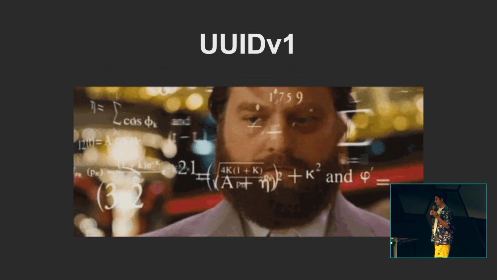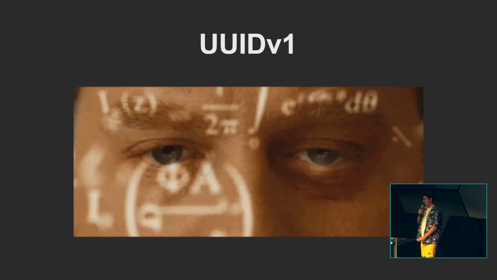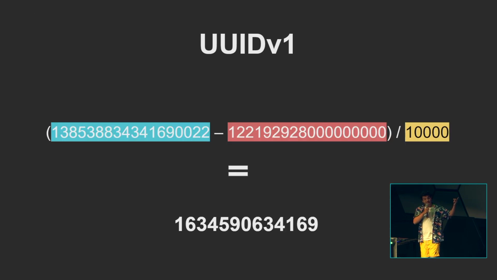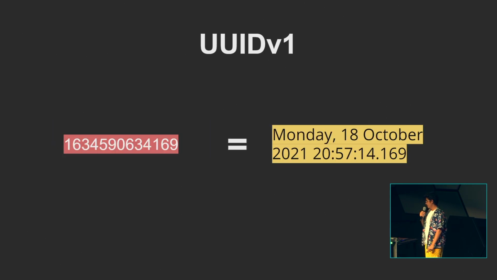But then with some really complex and deep mathematics, you can just subtract the difference between the Julian calendar and the Gregorian calendar, and then you divide by 1,000 to get the amount of seconds that has passed since January 1st, 1970. And so from here, you get a date. OK, that's awesome. But what is the vulnerability with that?